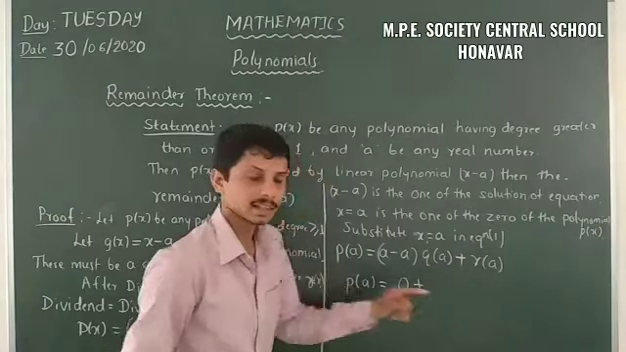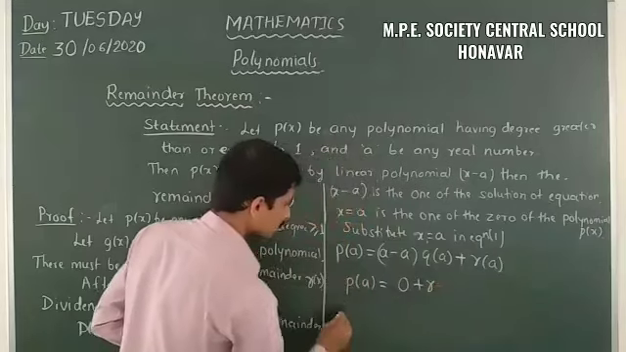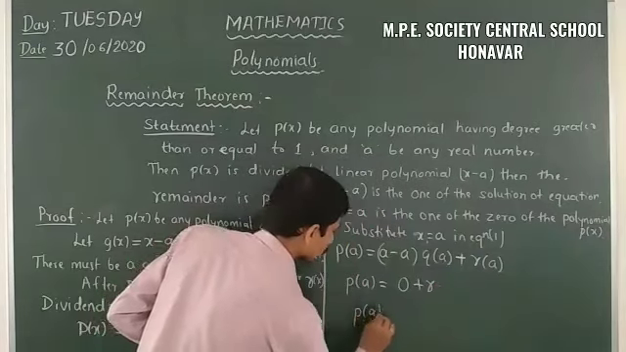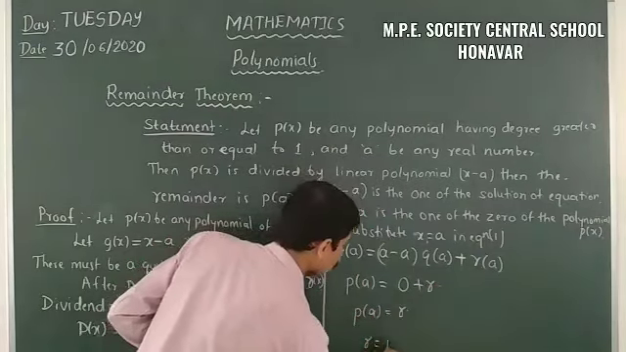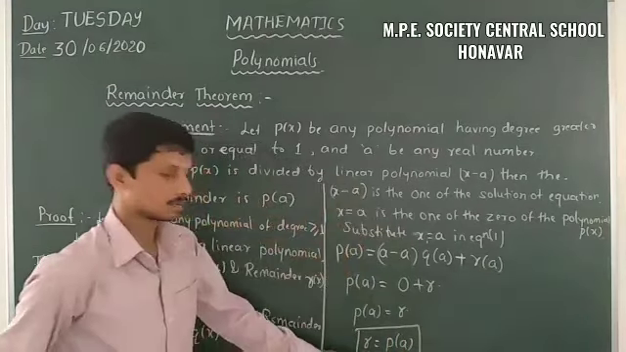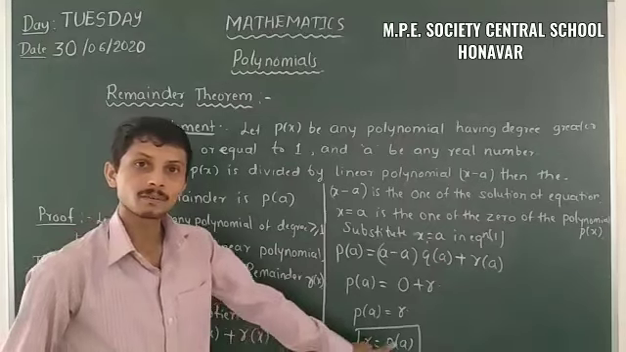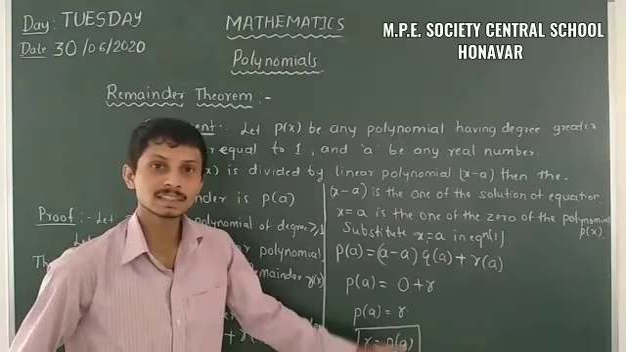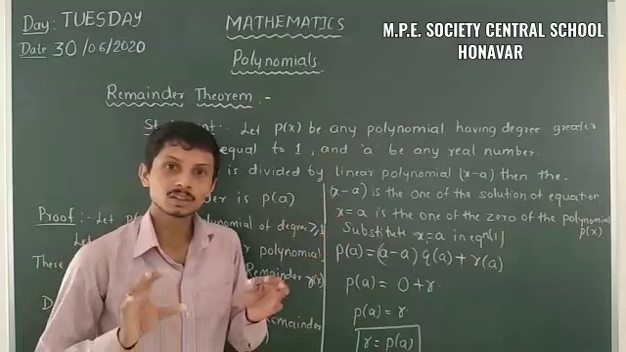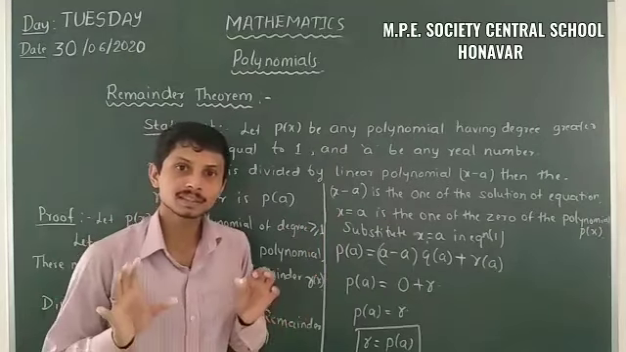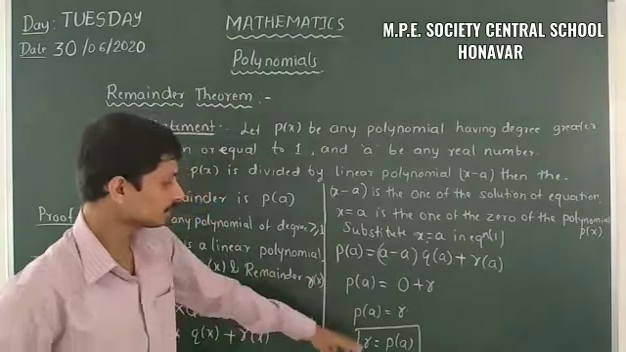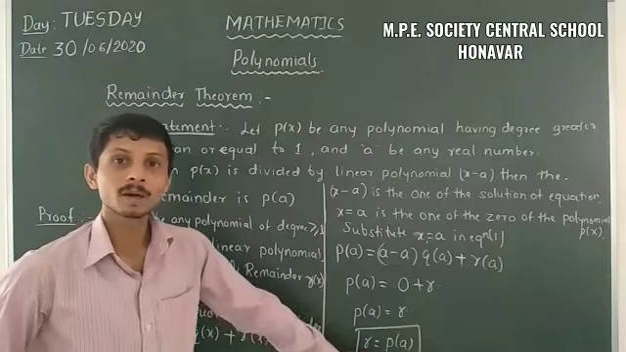So p of a is equal to 0 plus r of a, which I will write as r. So that means p of a is equal to r, and r is equal to p of a here. So the remainder is in the form of p of a. That means the remainder theorem is true. Remainder theorem is correct. So after division the remainder can be expressed in the form of p of a.